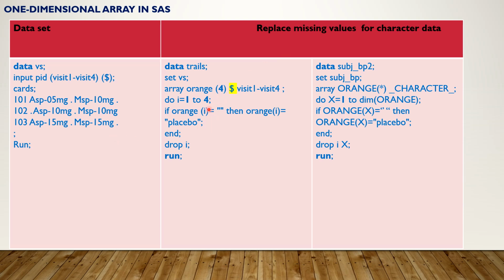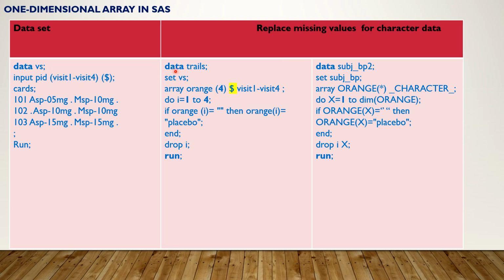So before we discussed replacing missing values by using an array for numeric data. So here we can see how to replace them for character data. Here we can see that the VS data contains all character variables with missing values. So if character data has missing values, how do we write the array statement?